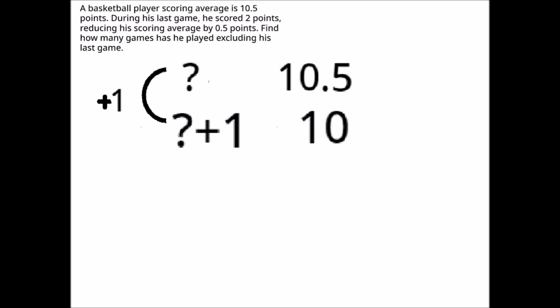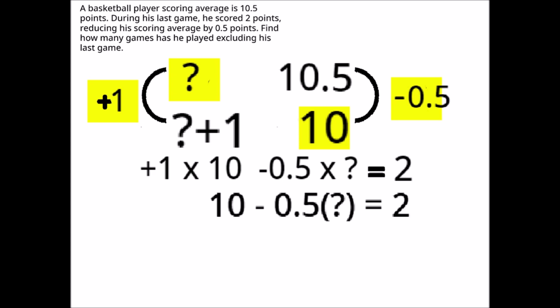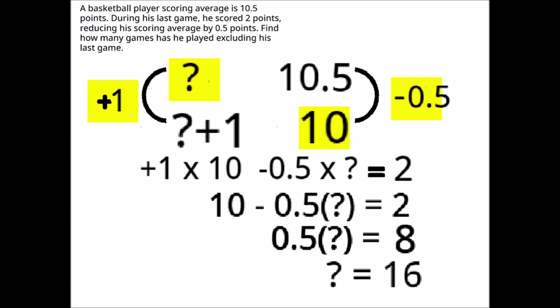Apply the method. We get plus 1 multiplied by 10 and minus 0.5 multiplied by question mark equals 2, as 2 is the total difference between games. Solve the equation to get 16. Therefore, he played 16 games excluding his last game.